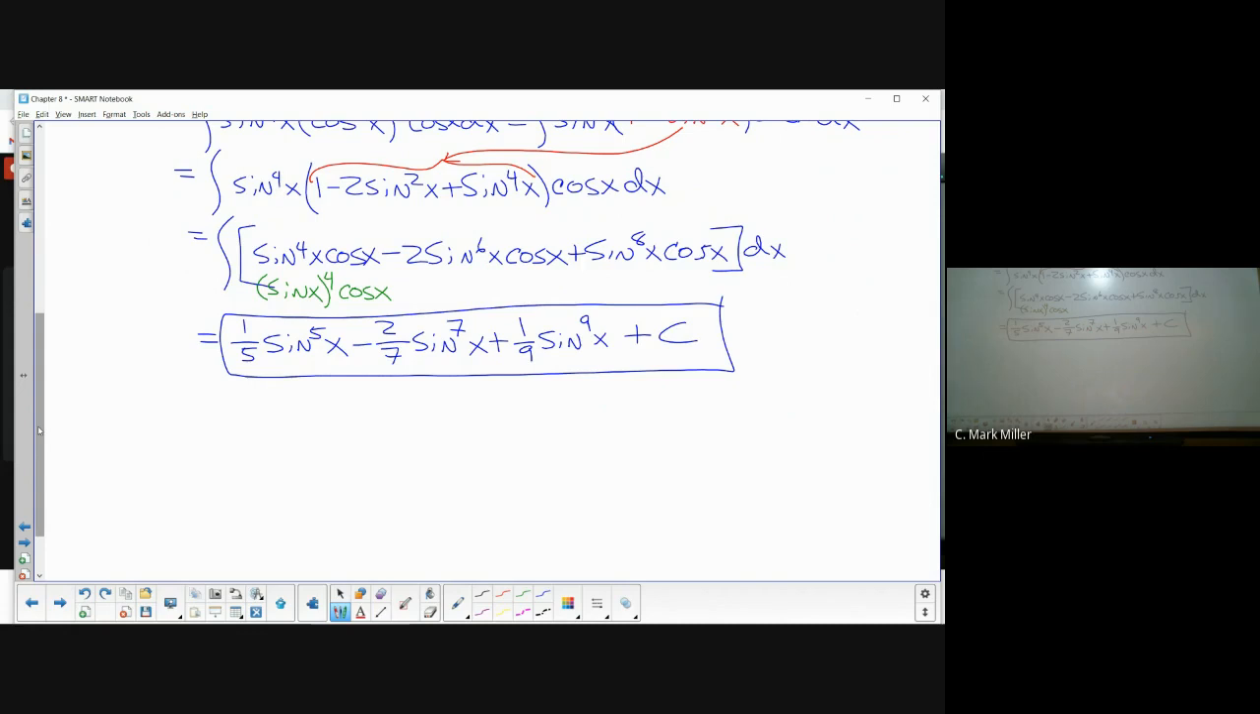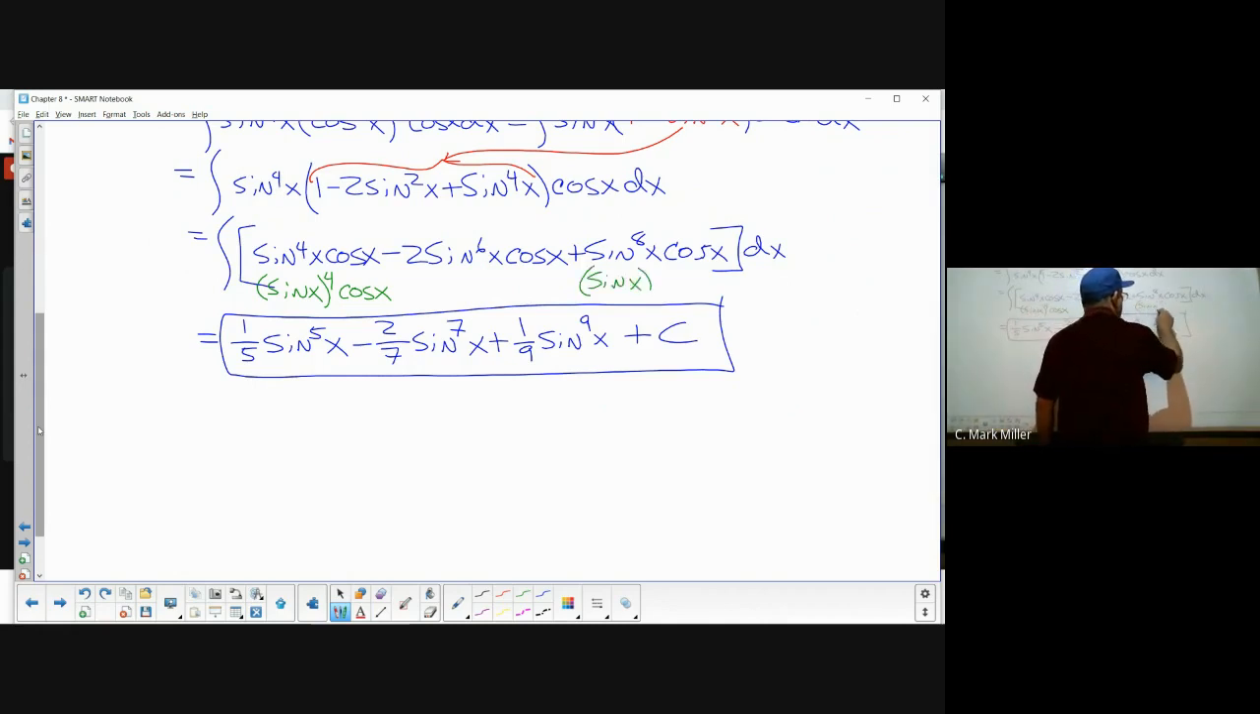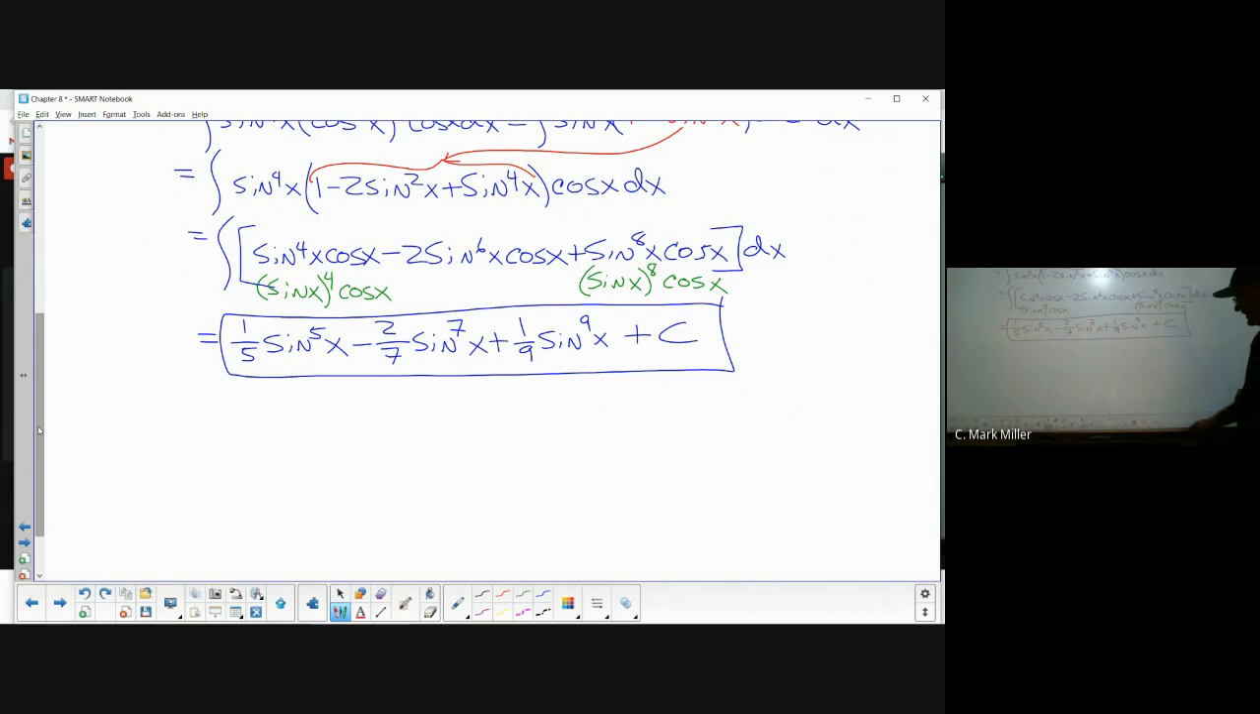So you just got rid of the cosine? Yeah, because that's the derivative, right? This right here is sine x to the 8th power times cosine. So this is my u, that's du. So you take u to the next higher power, divide by the new power.